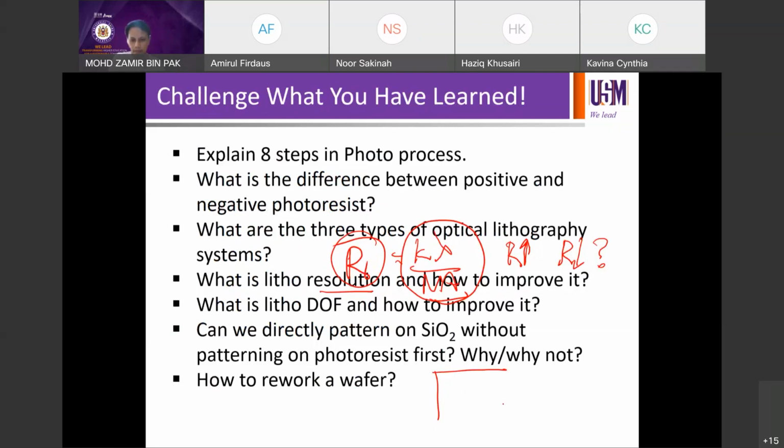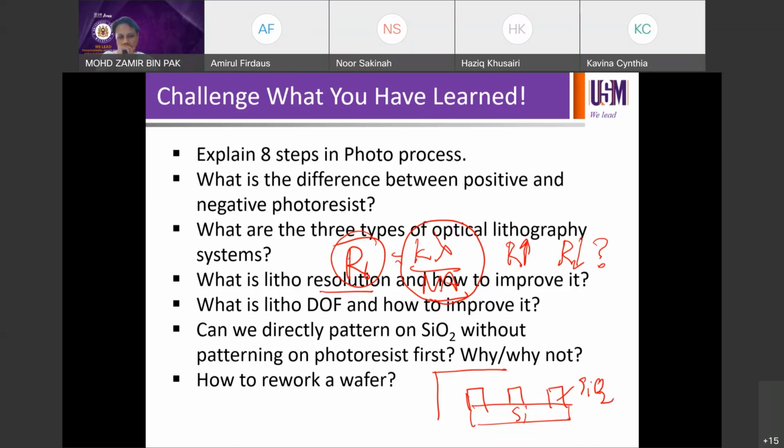Sorry, I will draw it as well. So this is your silicon. This is your SiO2. Now you have got SiO2 patterns on the silicon. So the question is, can we directly pattern this without patterning on resist first? Yes or no? Possible or not? So that means your material is just oxide and you interact with the scanner and everything, and then you get patterned oxide. Is it possible?